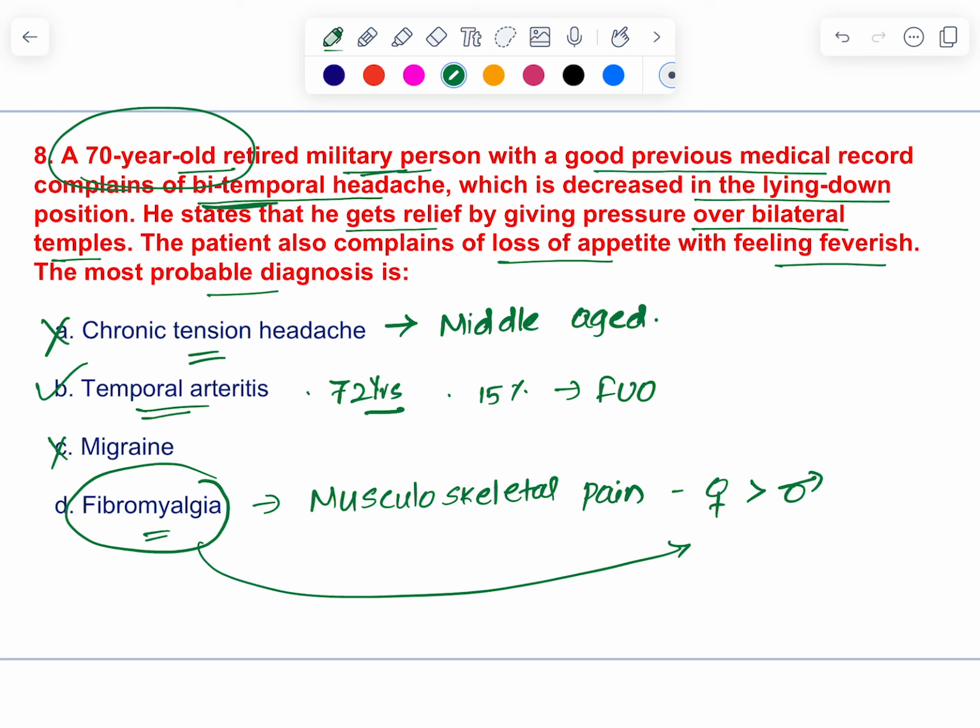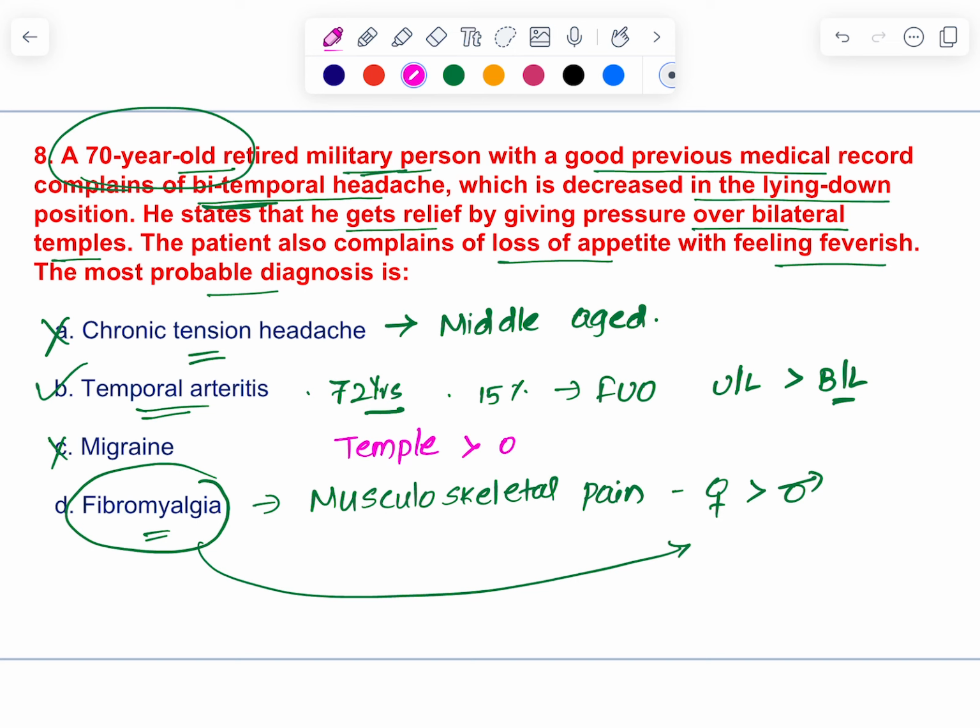Okay. And usually it is unilateral. The headache is unilateral, and that too in the temporal region. But occasionally it can be even bilateral also. And most of the time, in case of temporal arteritis, the headache is usually localized to the temple region. And occasionally the headache can be diffuse as well, right?